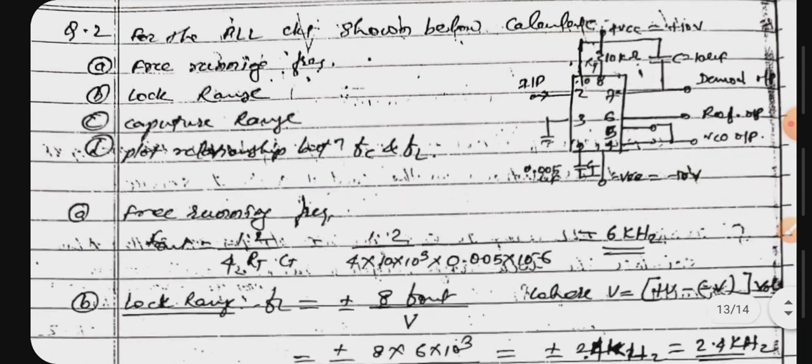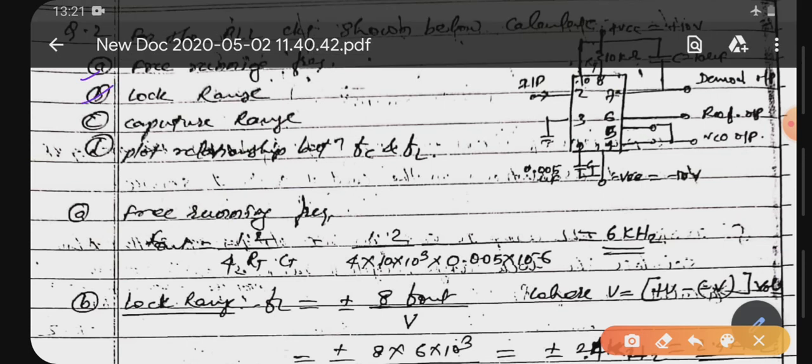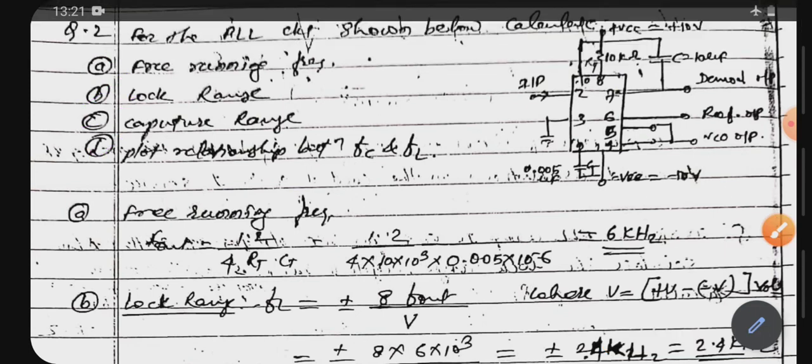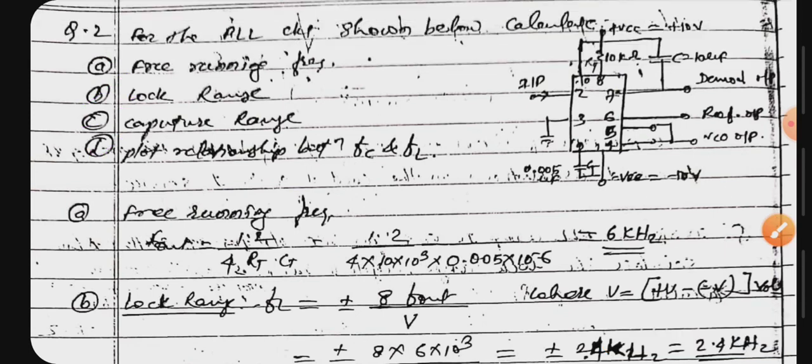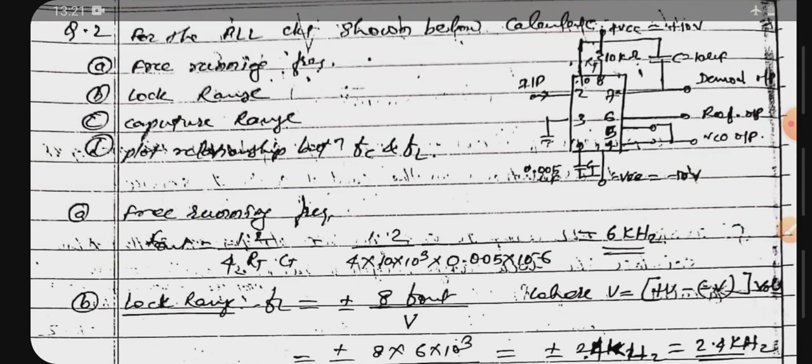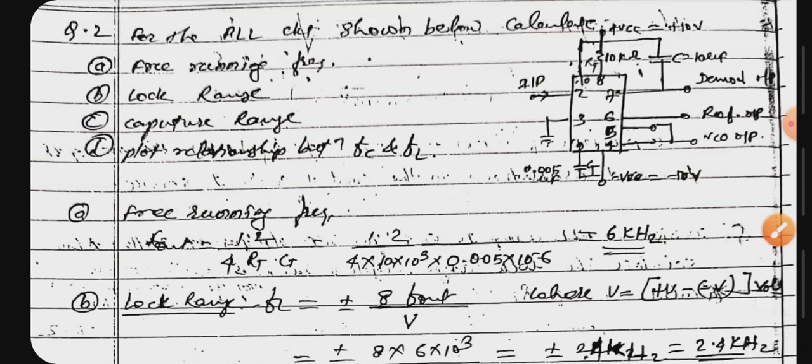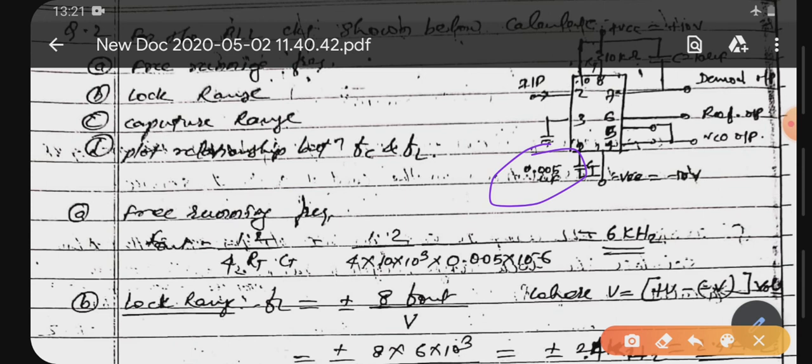Here a different type of problem can be asked. For the PLL circuit shown below, calculate number 1 free running frequency, lock range, capture range, and plot the relationship between FC and FL. Okay, so what is given here? Circuit diagram is given, means RT its value is given, CT is given here 0.05 microfarad, CT is given, RT is given as 10 kilo ohm. This minus VCC and plus VCC are given as plus minus 10 volt.